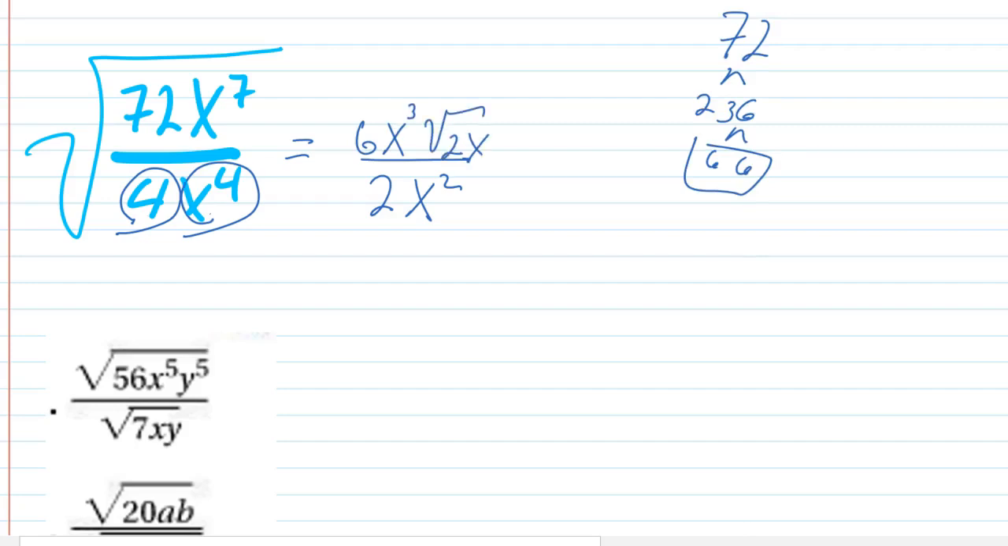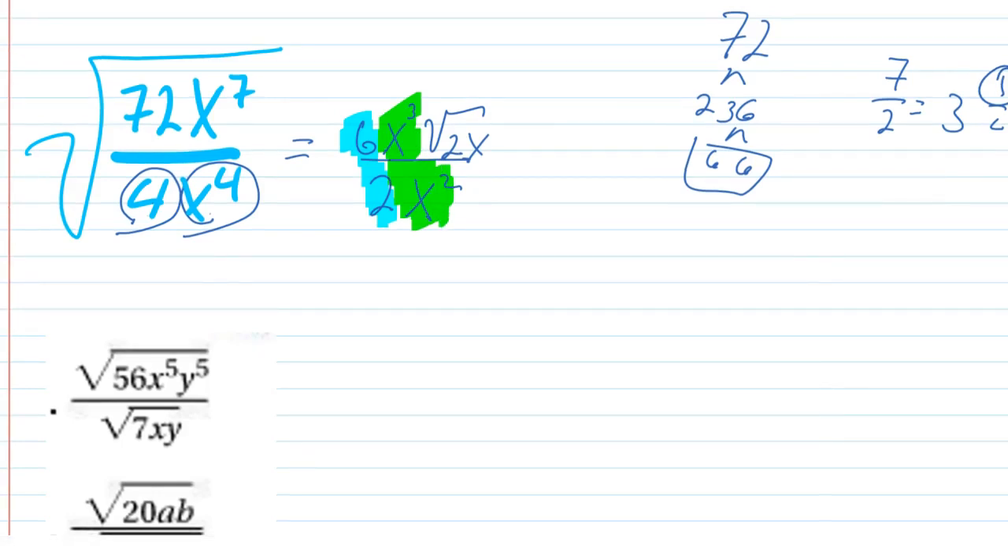And I get 6x cubed square root of 2x. I got the x cubed because 7 divided by 2, it's a square root, is equal to 3 with 1 left over. The 1 was the x inside. Now, I can still simplify. I can simplify the 6 and the 2, and then I can also simplify the x cubed and the x squared. That's going to give me 3x square root of 2x.